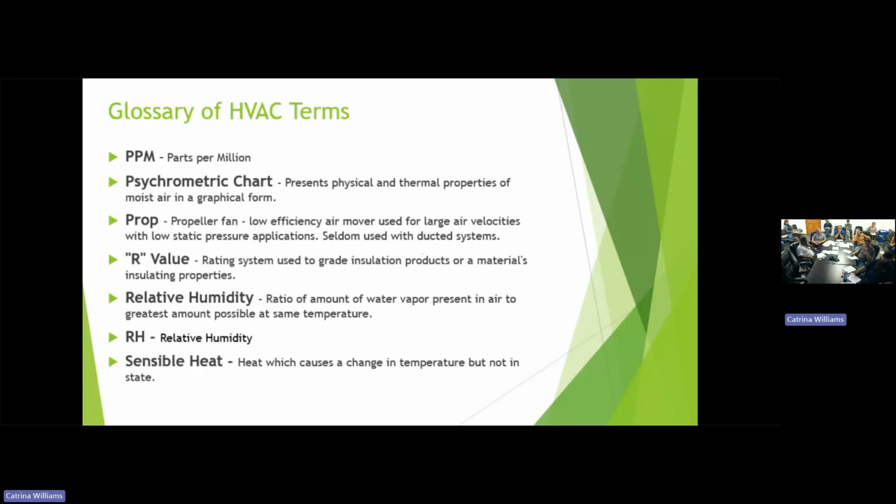So, sensible heat, that's the heat that causes a change in temperature but not in state. So I talked about latent heat earlier, that changes the state of water to steam or water to ice. That's latent, but sensible heat, 80 to 85, that's a sensible temperature change.